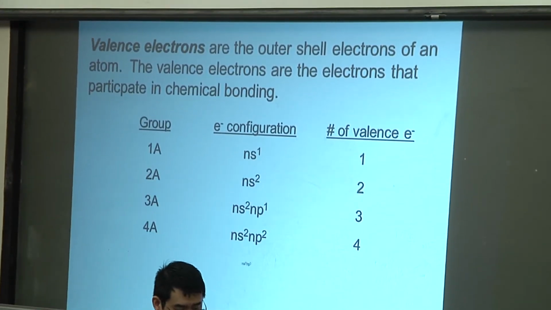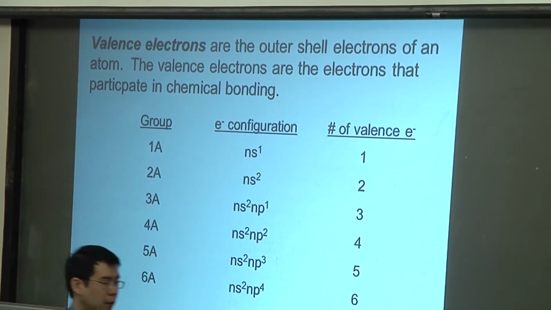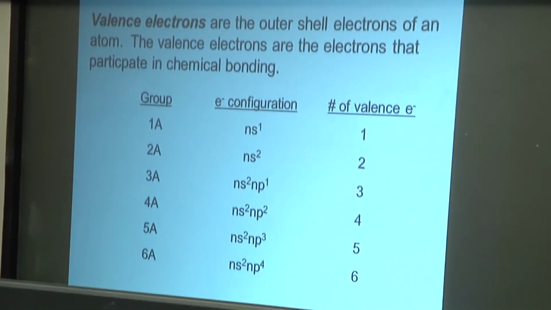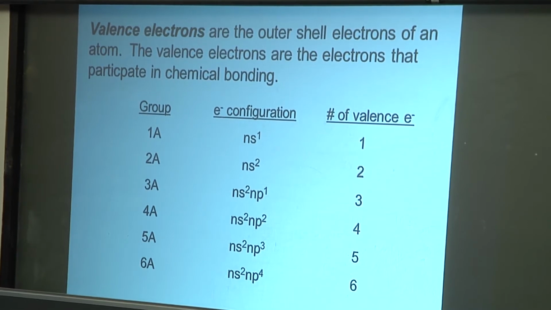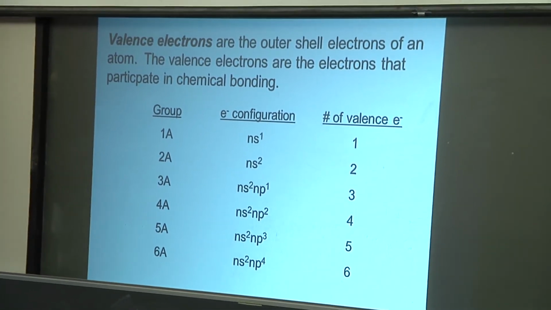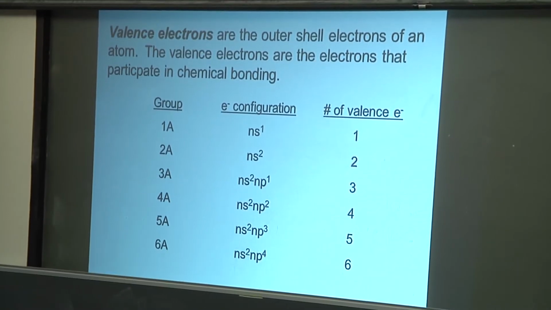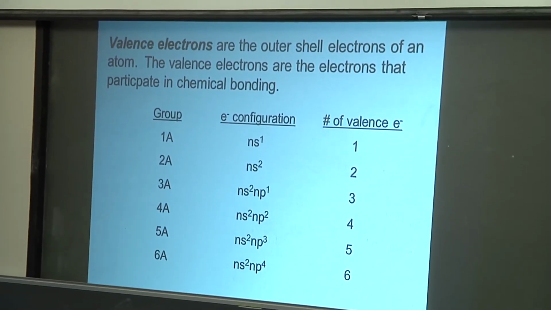And so here is kind of an overview. So your group 1A is going to be your first column, right? Your group 2A is going to be your second column. Your group 3A is going to be over on the right, starting with boron, right? Boron, aluminum, gallium, and so on. And then 4A, 5A, 6A, and so on.